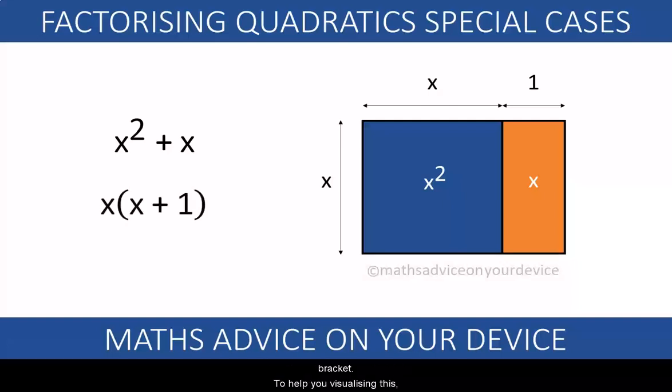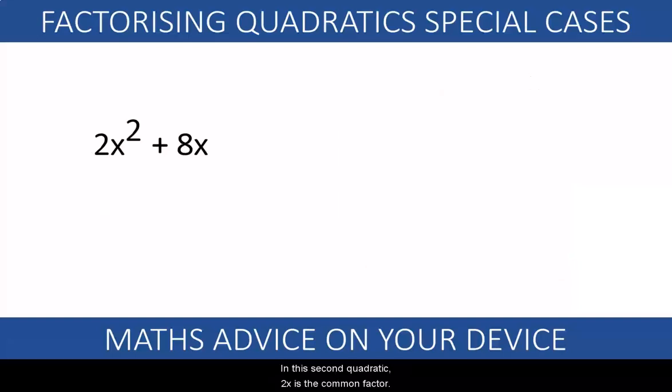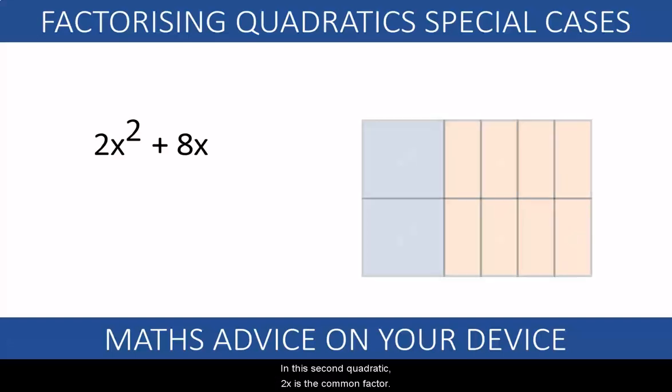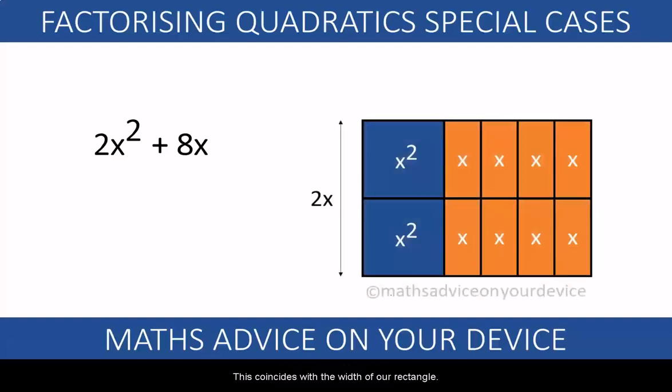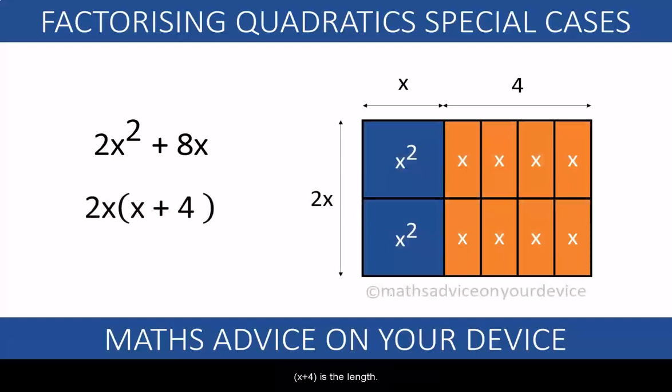To help you visualizing this, think of the area of a rectangle with width x and length x plus 1. In this second quadratic, 2x is the common factor. This coincides with the width of our rectangle. X plus 4 is the length.